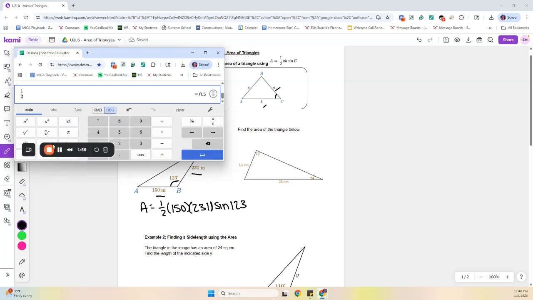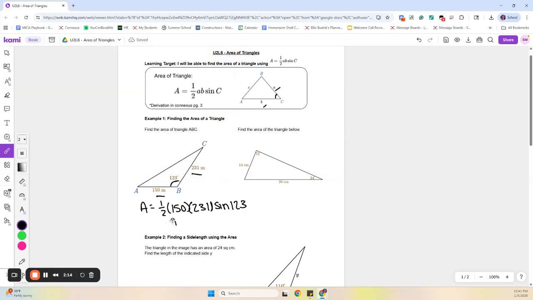So we have half times 150 times 231 times sine of 123. Anyway, so we get a really big number, 14,529.96, so about 14,530. So area equals 14,530 meters. And then because we're dealing with an area, that would be squared.